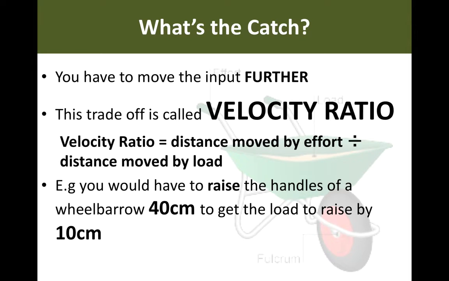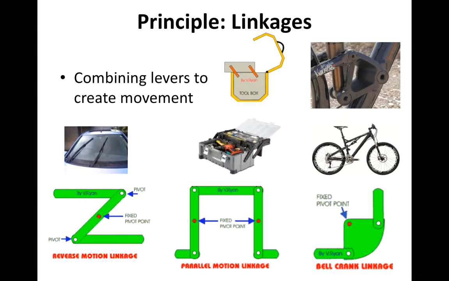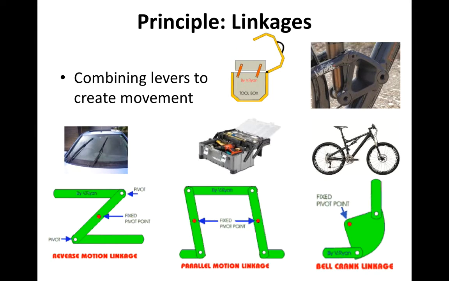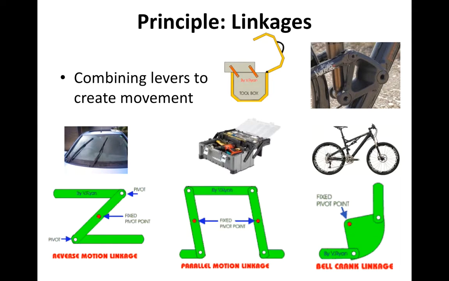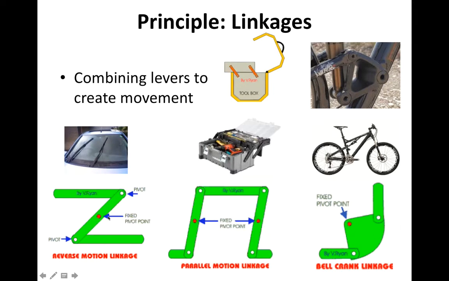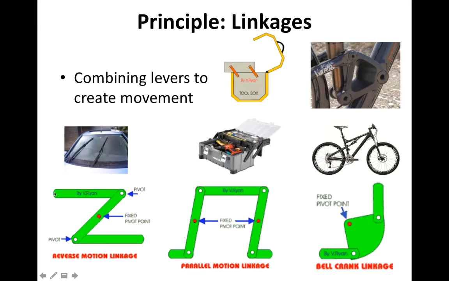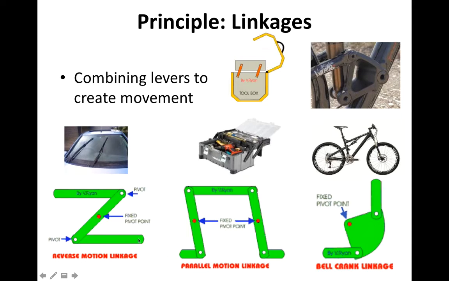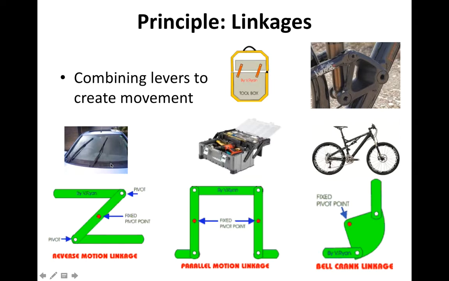Right, so there's always a trade-off. Now, when you combine levers together, you get linkages, and there are some examples of the more popular linkages here on this page. First of these is a reverse motion linkage. It's not animating, but you can guess what's going to happen. As you pull this one to the left, this one will move out to the right, and this mechanism is used a lot in windscreen wipers for cars.